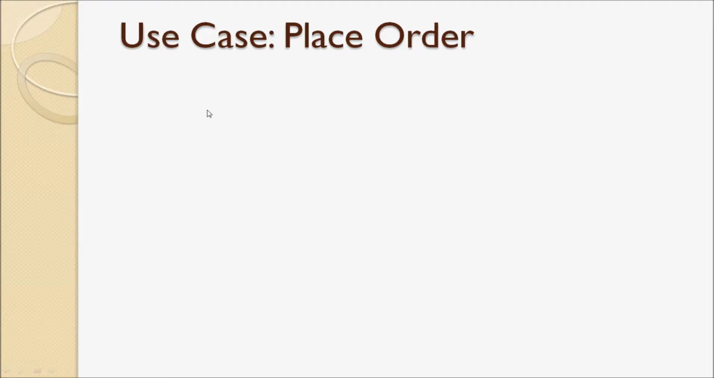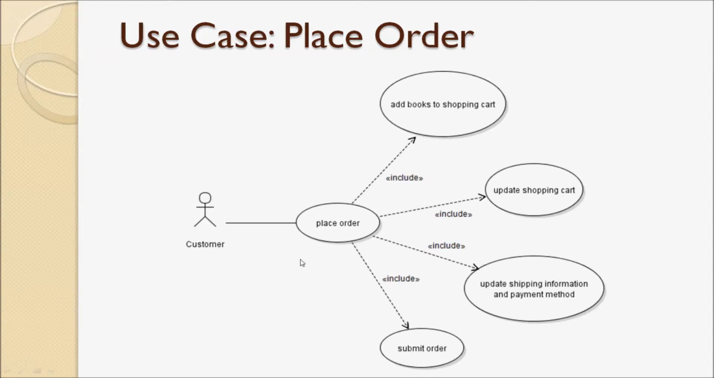Let's review the requirement of the place order feature by looking at this use case diagram. You see, the customer can place the order, which includes the following actions: add books to shopping cart, update shopping cart, and then the customer can update shipping information and payment method and submit the order to buy the books.